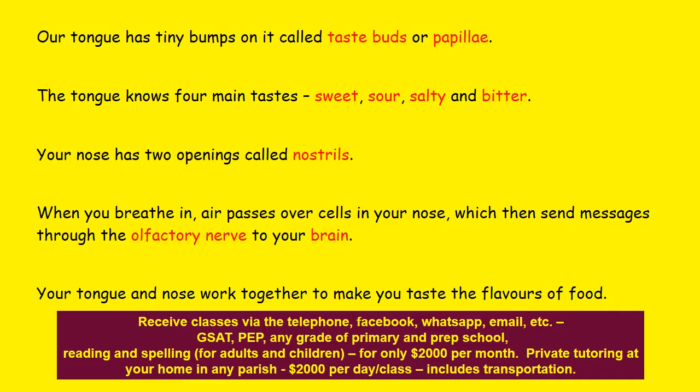Remember the four tastes that I told you the tongue has? What are the four tastes again? Sweet, sour, salty, and bitter. Right. And they are at different parts of your tongue. At the tip of your tongue, you can taste sweet things. At the sides, you can taste sour things. In the middle, you taste salty things, and at the back, you can taste bitter things.